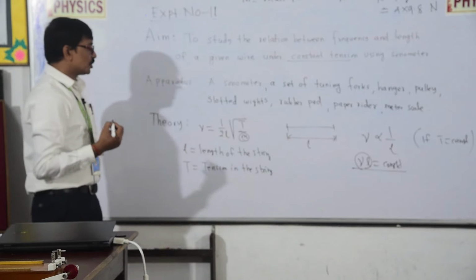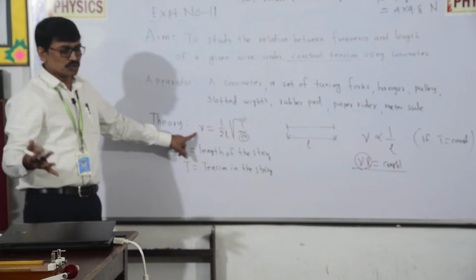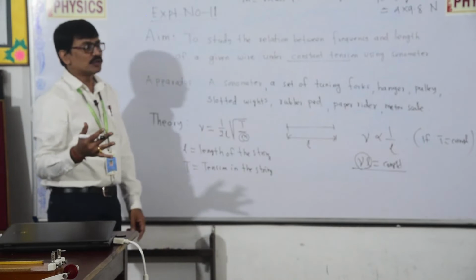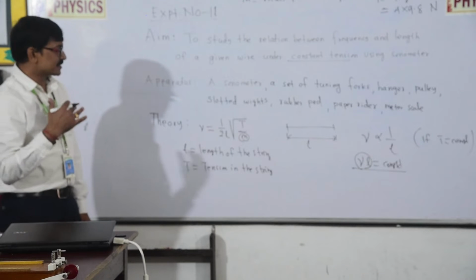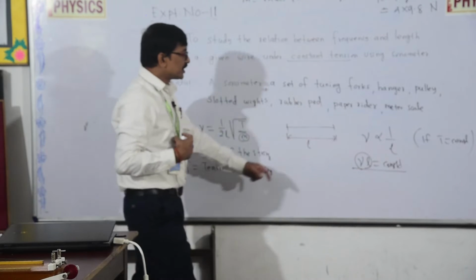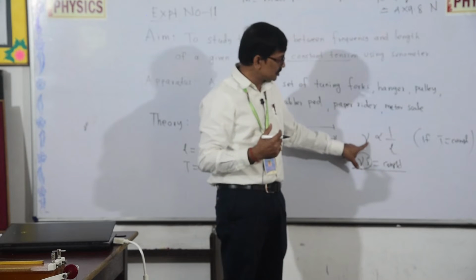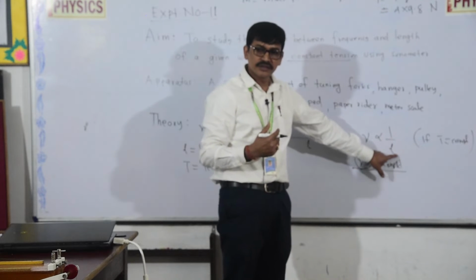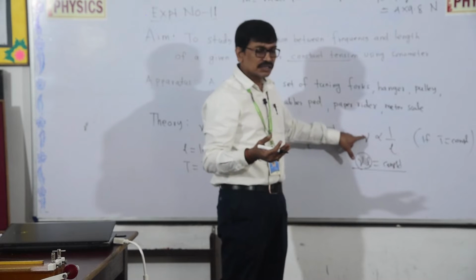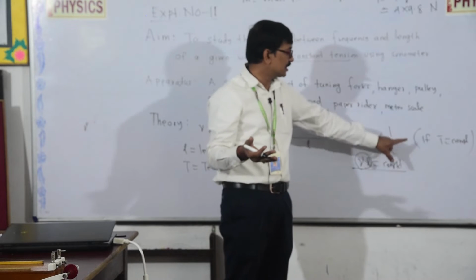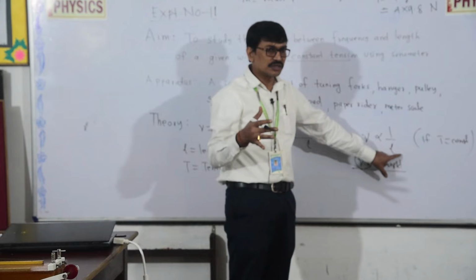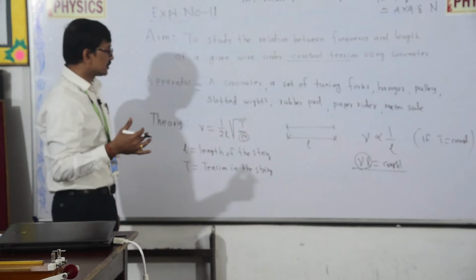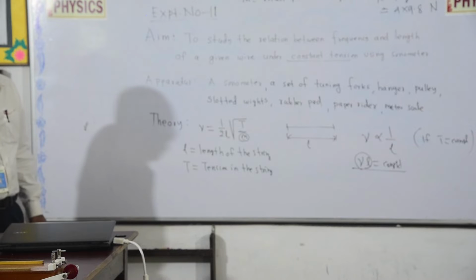We will use different tuning forks having different frequencies, and for each frequency we will measure the length. Initially we will take 256 Hz, the lowest frequency. When frequency is lowest, the length will be more. Then accordingly we will increase the frequency. When frequency increases, the length decreases, because length and frequency are inversely proportional to each other. Then we will draw the graph for this.